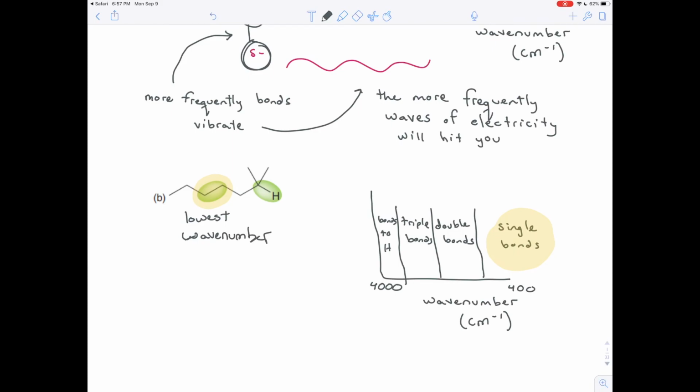And hydrogen, the other bond that they highlight, this one right here, that bond between carbon and hydrogen, that's going to vibrate really, really fast. That's all the way over here on the left. Because hydrogen's so light, the spring just goes up and down, up and down, up and down really fast and creates really frequent waves. Electric waves. And so that would have the highest wave number.